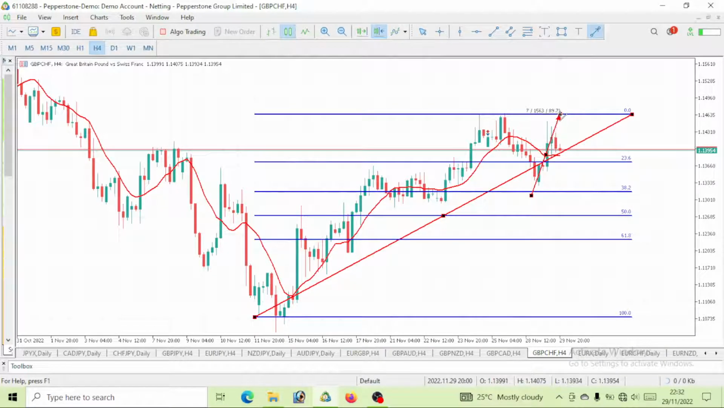So we want to see it come up to this level of 0 and give us a pullback. Once it gets to that 0 level, or the ICE, then a new ICE should be made that will break this ICE. So above all, on this GBP/CHF, we should be expecting a bullish move.